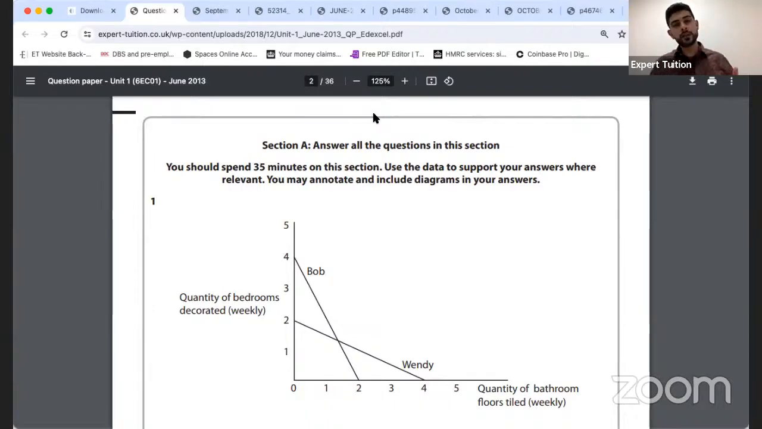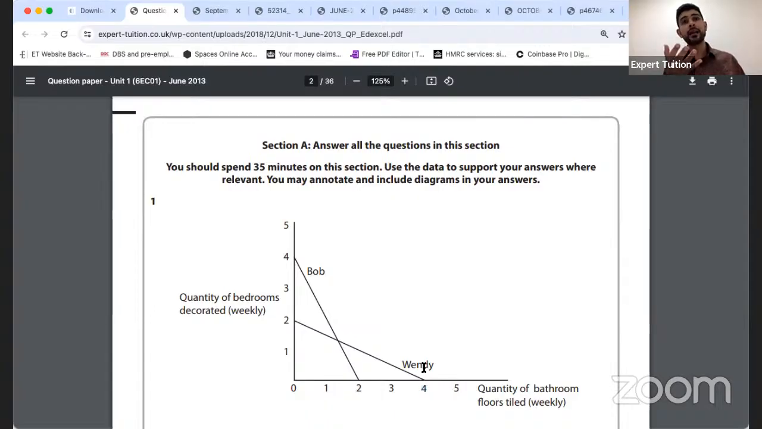Remember, by the way, that PPFs can be straight lines. They don't necessarily need to be curved. And now what I want us to work out is opportunity cost. Because absolute advantage simply is where a country can produce more of a good or service than another country. Or in this case, who can produce more of a good? Well, clearly, Bob has an absolute advantage in the production of bedrooms because he can make more bedrooms than Wendy. And Wendy has an absolute advantage in the production of bathrooms.